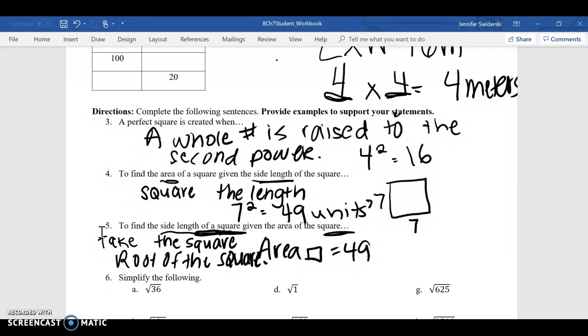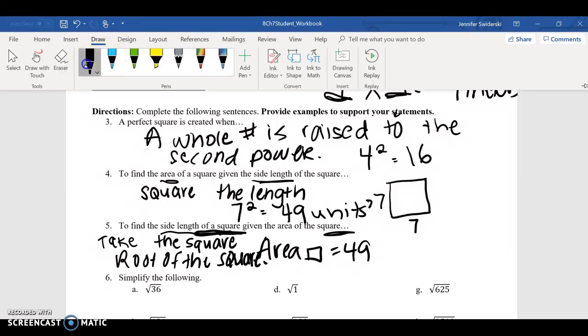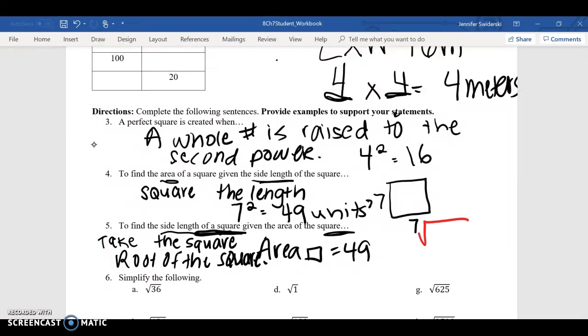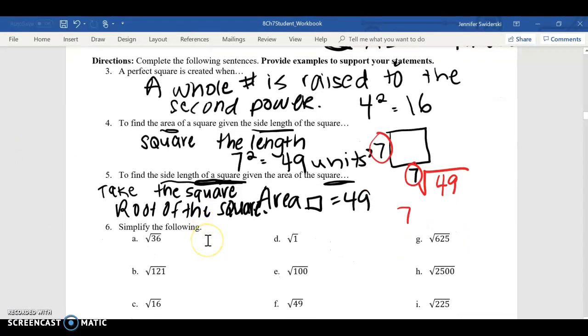Have you ever seen on your calculator this crazy little button or this little squiggly sign that looks like this? Well, this is the square root sign. So if I know that the area of a square is 49, I can take the square root of 49. And what I'm saying is, what two numbers are the same that multiply together to give me 49? Well, it's 7. So the square root of 49 is 7. So let's scroll down below and take a look at this.